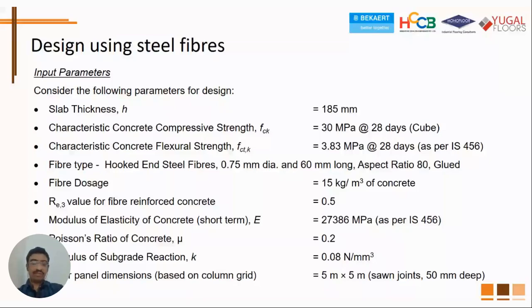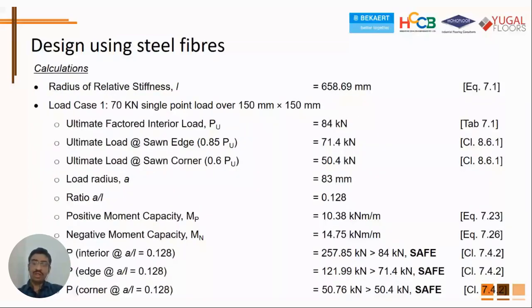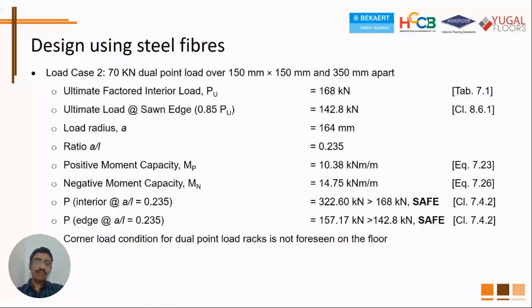And when you go through the same steps, you again get the same corner load capacity, because here the capacity is defined by the first crack of concrete. So you are not relying on the fibers here as such in the corner condition. Coming to the second load, the edge load is also about 160 kilonewtons, which is similar to what we got in the previous case with the rebars.